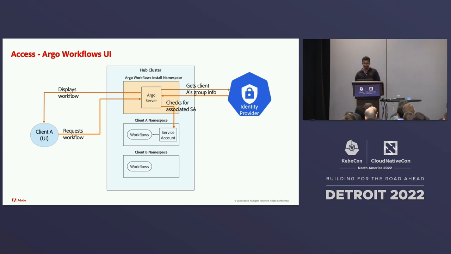So this access flow allows us to scope client access down to workflow resources at the namespace level. And it's using service accounts, so it's highly scalable since it leverages Kubernetes-related RBAC through service accounts. This allows a many-to-many relationship between our clients and namespaces on the hub cluster.